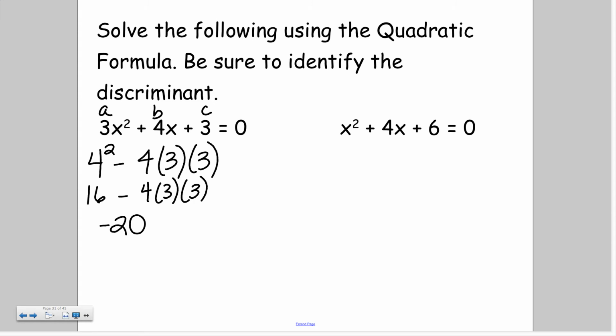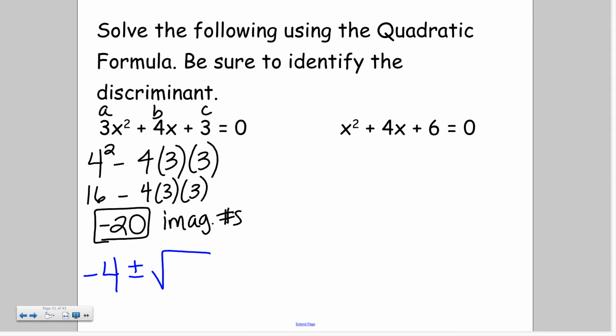Negative 20 tells me I'm going to have some imaginary answers. I'm just going to make a note. Okay? Now, I've got that discriminant right there. So the hard part's done in my quadratic formula. I'm going to go back to my formula and set it up. So I'm going to take opposite B, plus or minus. I found what needs to go under my radical when I found my discriminant, all over 2 times A.